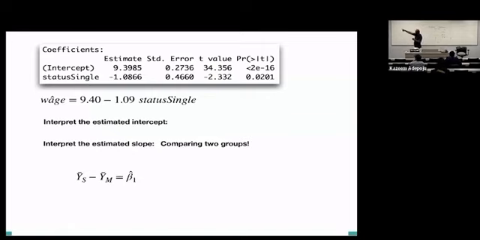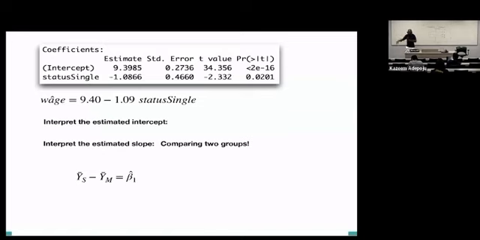Now, the wage, when the status single is 0, you know what that means? You're talking about married. And what is it going? $9.40. It means the married workers on average got $9.40 per hour. That's what it means. Now, how can I interpret the slope then?